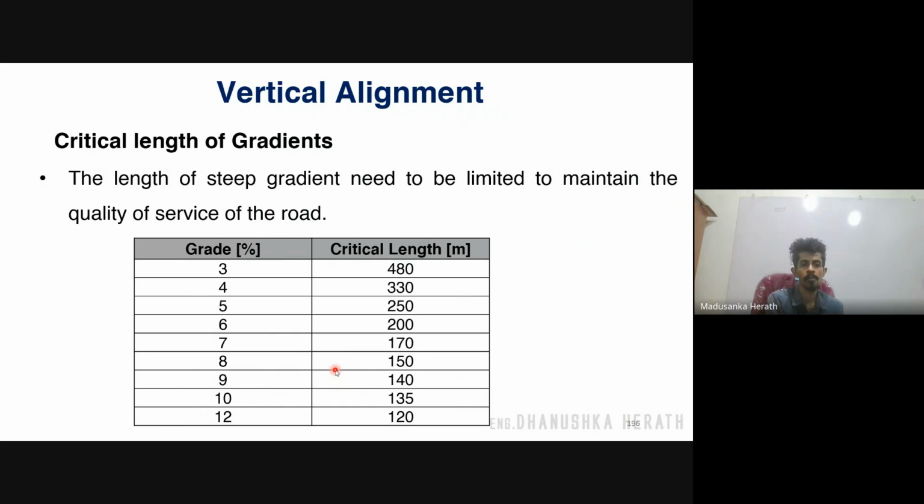Right? So if it is 3% gradient, we can go for 480 meters. If it is 4.4% gradient, we can go with 330 meters. So likewise, when the gradient is increasing, the critical length is decreasing.